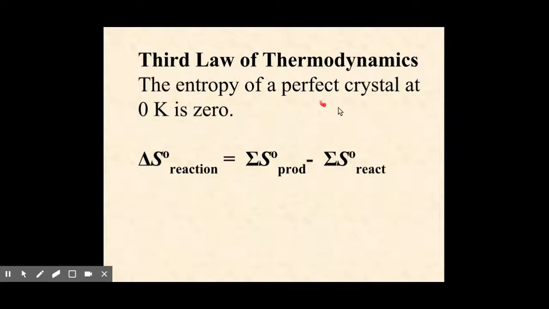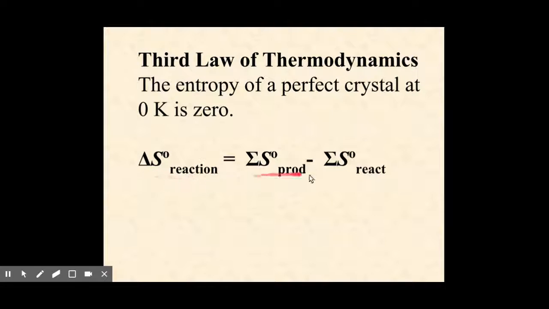Now a perfect crystal is not possible because nothing is ever really perfect or perfectly arranged. But if it was, and it was at absolute 0, it would have no entropy at all. So that basically describes that there is no way to not have any kind of entropy. Everything has some entropy.